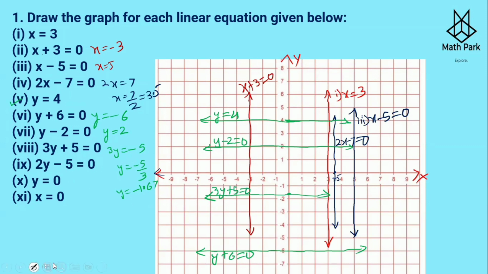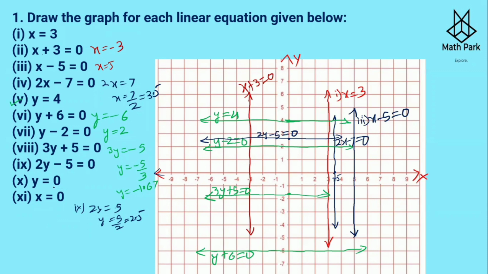Then we have the next one, the ninth one, which says 2y minus 5 is equal to 0. So 2y is equal to 5, so y is equal to 5 by 2, which is 2.5. So y is equal to 2.5 comes over here, exactly between 2 and 3. So this is the line y is equal to 2.5, which is 2y minus 5 is equal to 0.